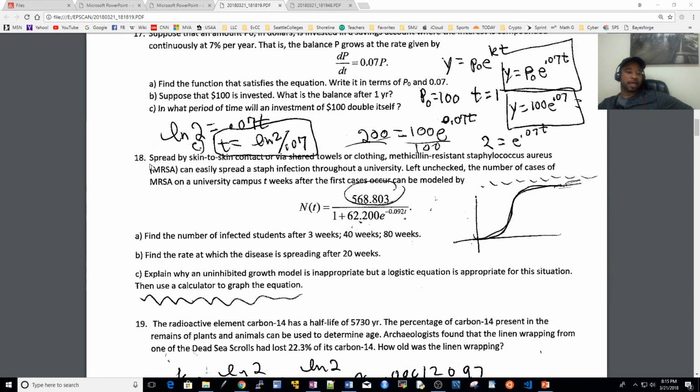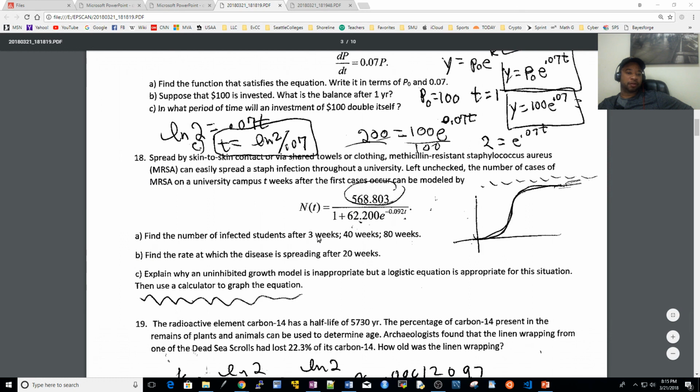Okay, so for 18, for A, just plug in 3 weeks here, get your answer, plug in 40, plug in 80. Find the rate at which the disease is spreading after 20 weeks. So you need to find N prime of t and plug in 20. And we actually did this.